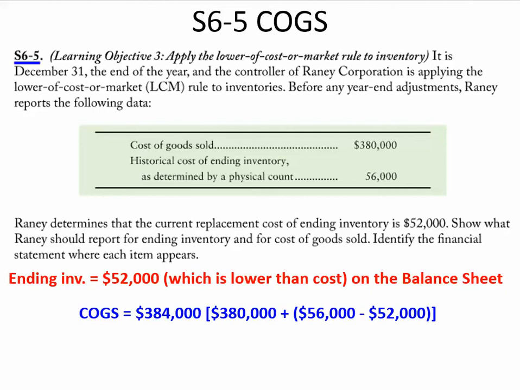The $380,000 cost of goods sold unadjusted from the table, plus the loss that we took when we adjusted the inventory from historical cost down to market. Okay, and that's it on short exercise 6-5.